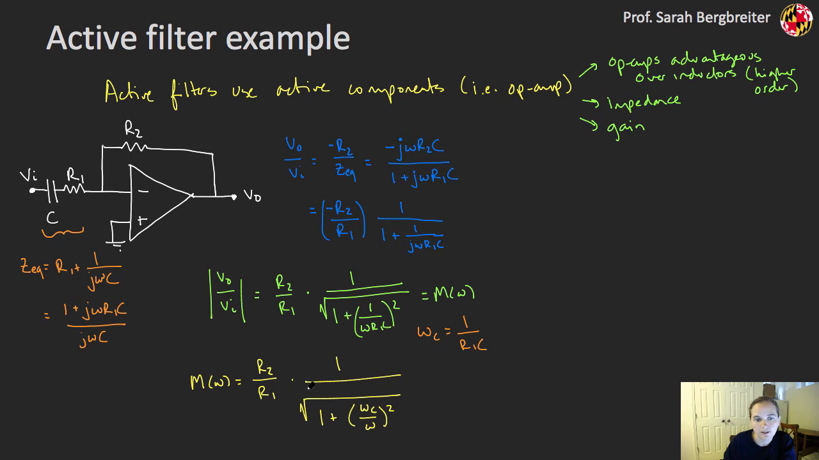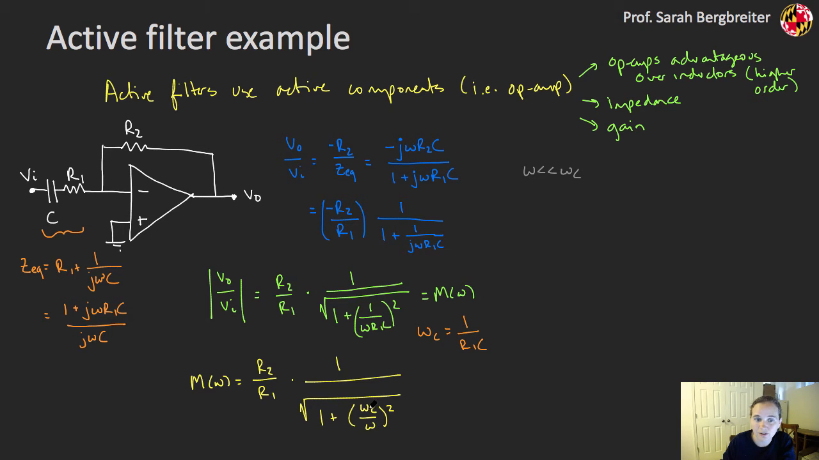Right, so this looks fairly similar to what we talked about previously for a first order filter. In this case, the omega C over omega is flipped, so let's see what kind of impact that will have on the functionality of the circuit. So if I look at this and I look at omega much less than omega C, then this term is going to be dominant, right?